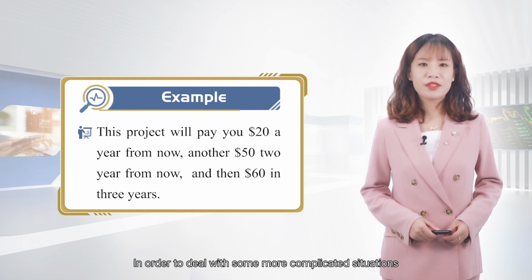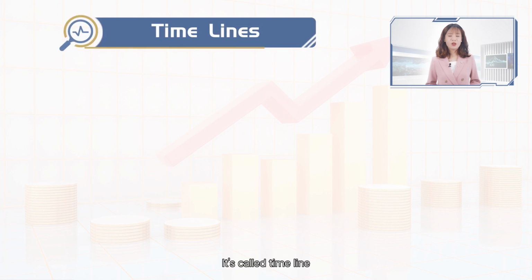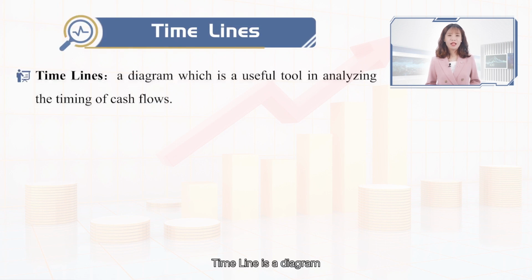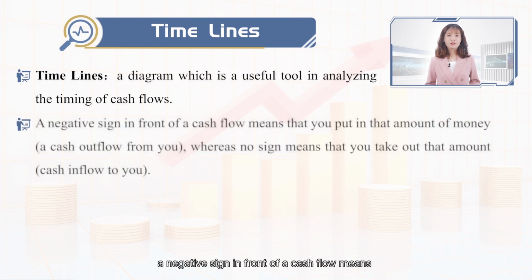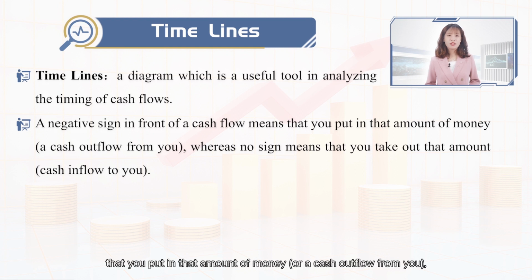In order to deal with some more complicated situations, a useful tool is introduced here. It's called a timeline. A timeline is a diagram, which is a useful tool in analyzing the timing of cash flows. In the timeline, a negative sign in front of the cash flow means that you put in that amount of money, or cash outflow from you, whereas no sign means that you take out that amount, or cash inflow to you.